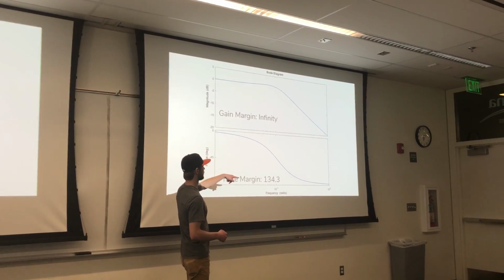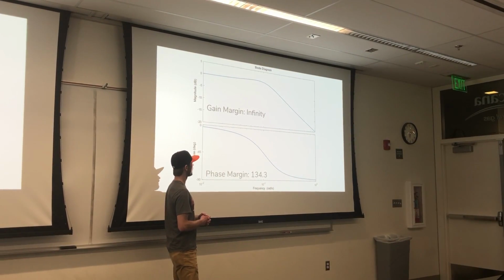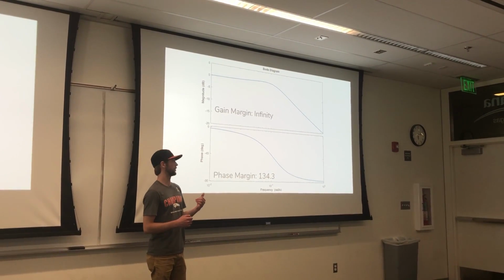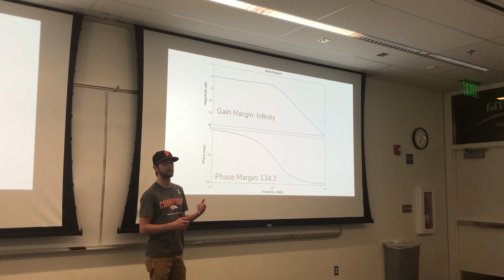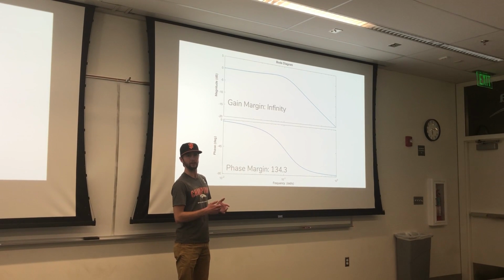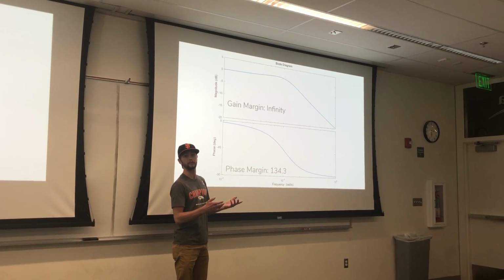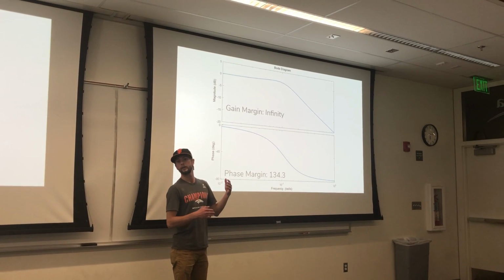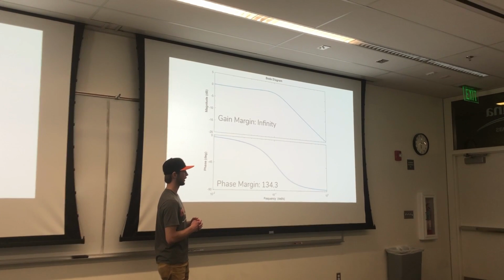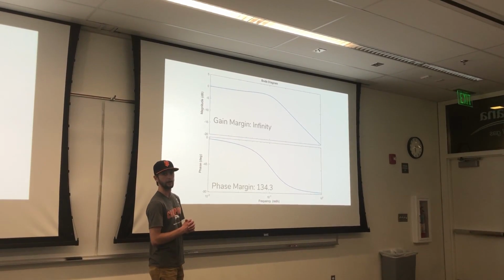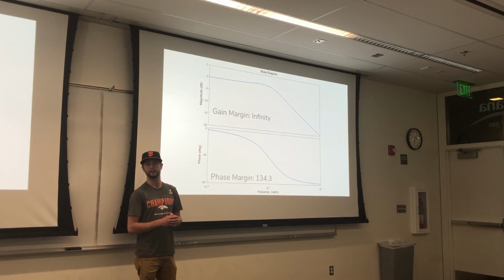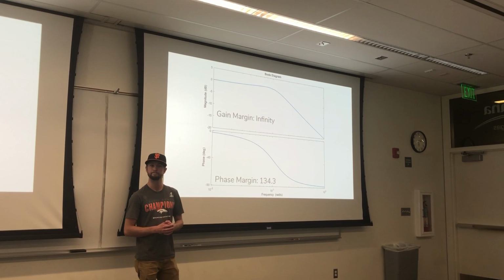We follow that down onto the phase diagram, and we found that the phase margin of this system was 134.3 degrees. At the crossover frequency, the phase is about 45.7 degrees, so 180 minus that is 134.3 degrees. And you can see on our phase diagram that the phase never crosses negative 180 degrees, which means that our gain margin would be infinite.